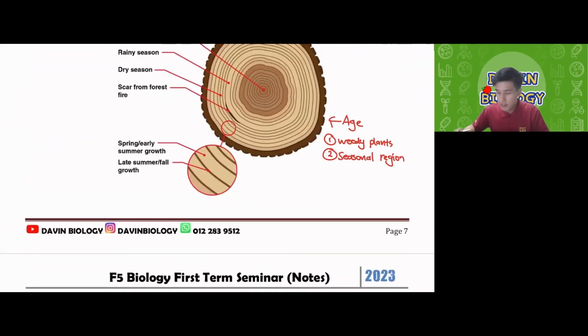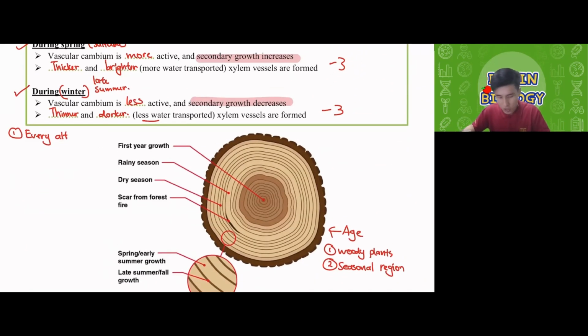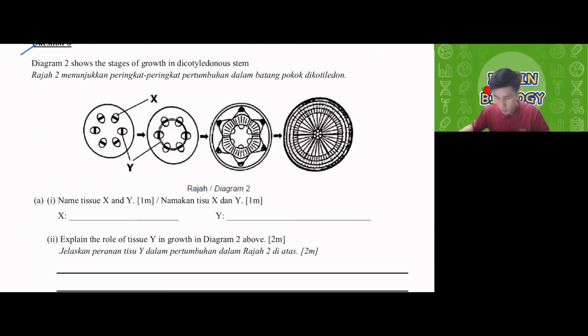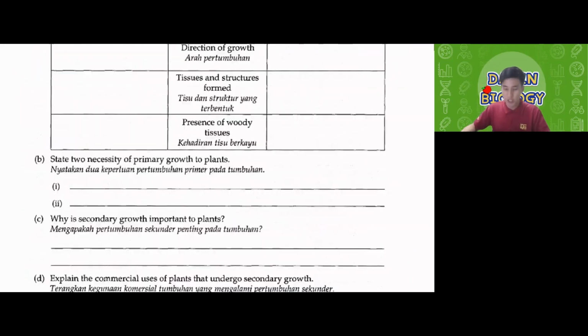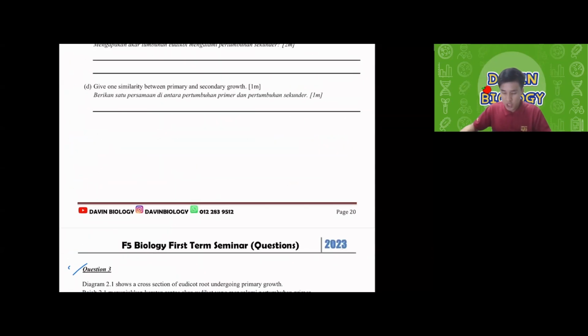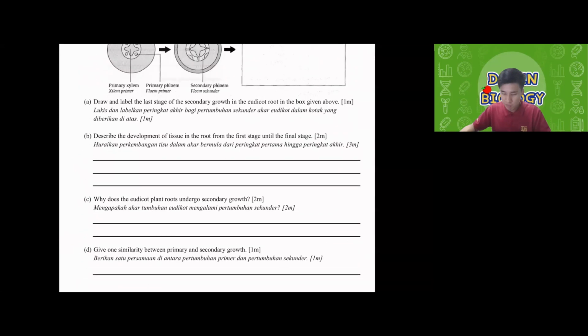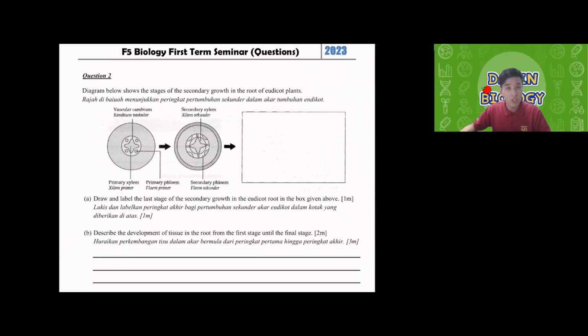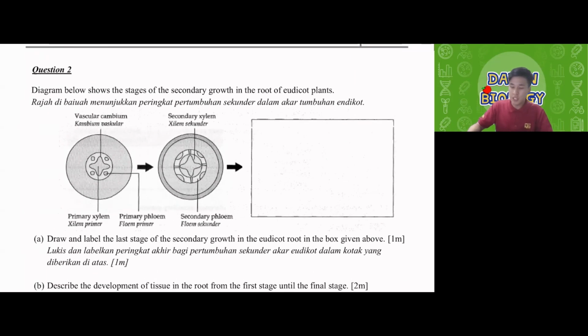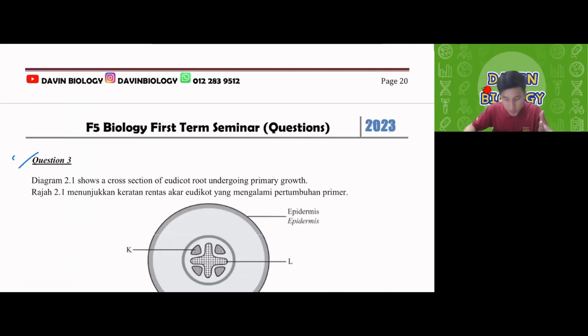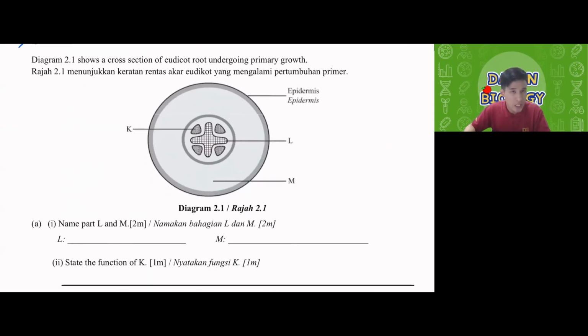Okay, done already. Sorry, we haven't done the questions yet. Okay, we look at the secondary growth questions. We start with question 2, you can see the drawing, same as just now. So you draw it yourself. This question you can try yourself. And we do question 3.